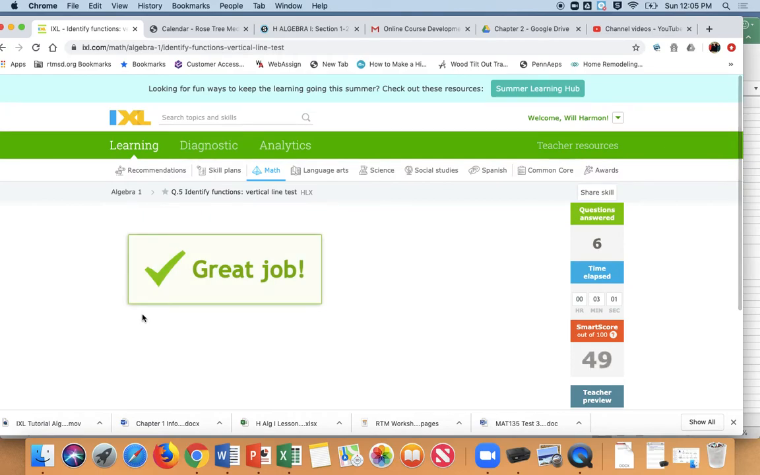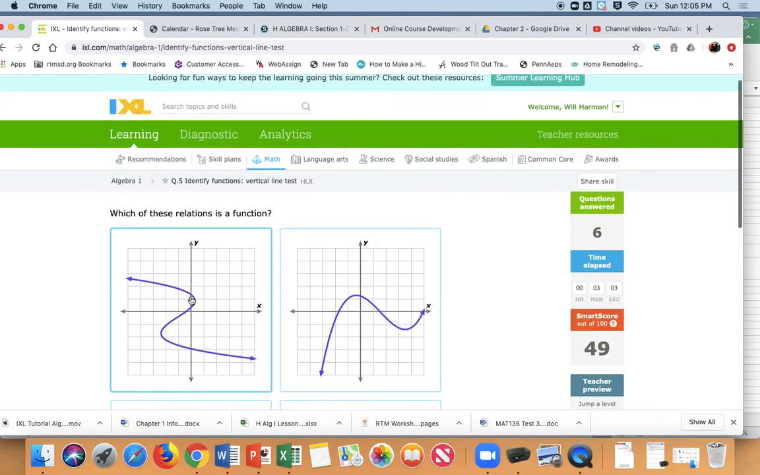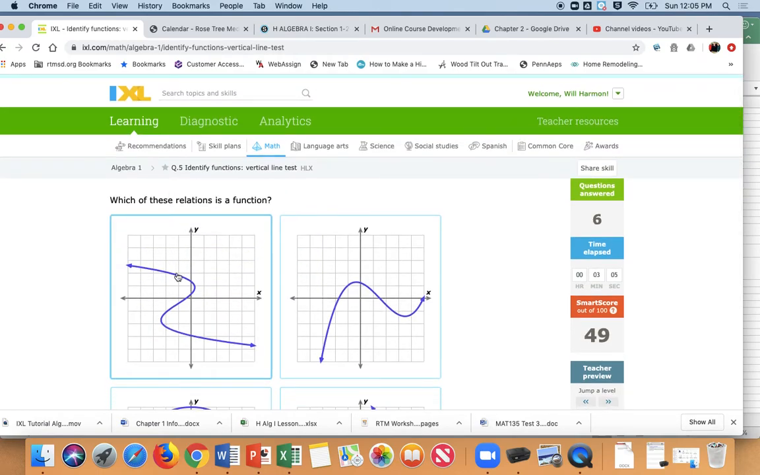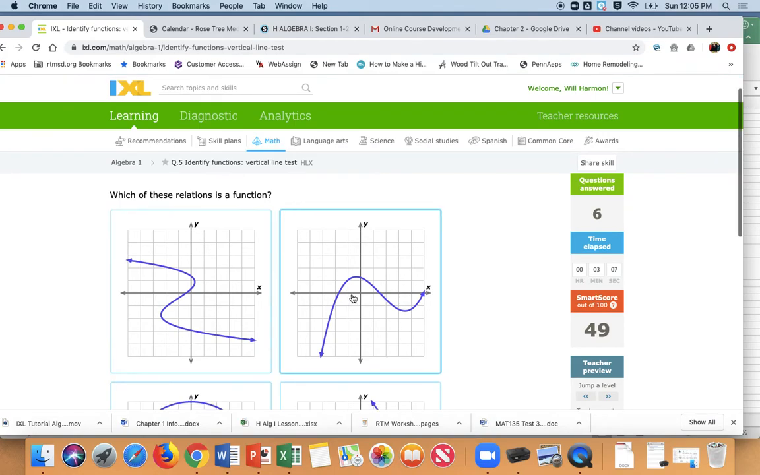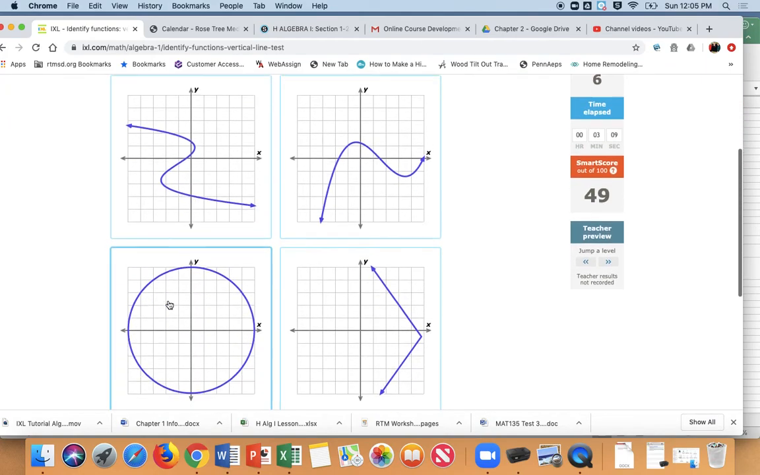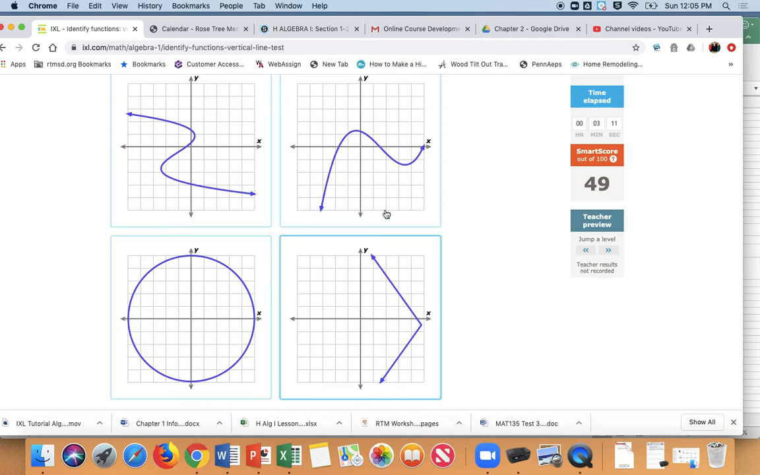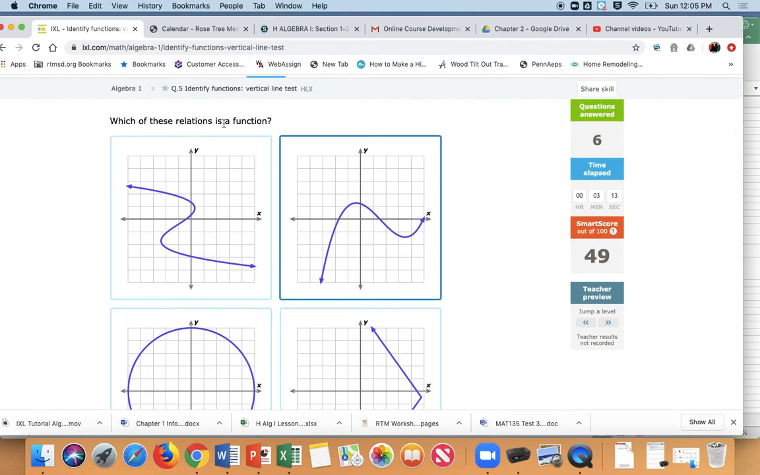I think it's easy to see when something's not a function. All right, like this is not a function. Touches 3 times. Not a function. That's a function. That's not a function. Touches twice, and that's not a function. So up here, when it says which of these is a function, it's that guy.